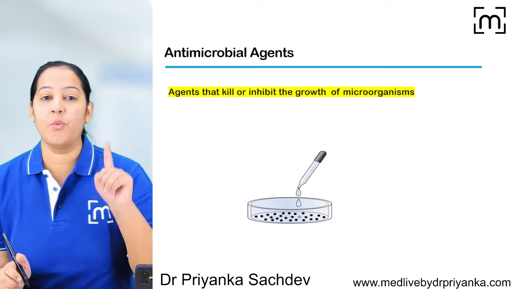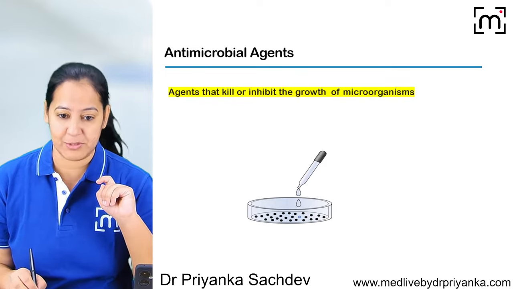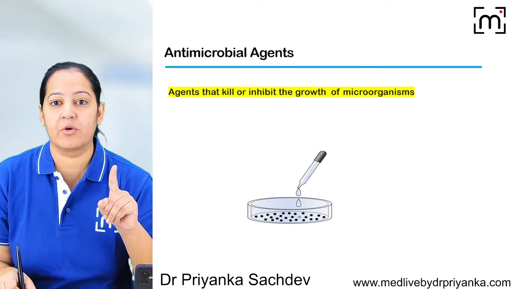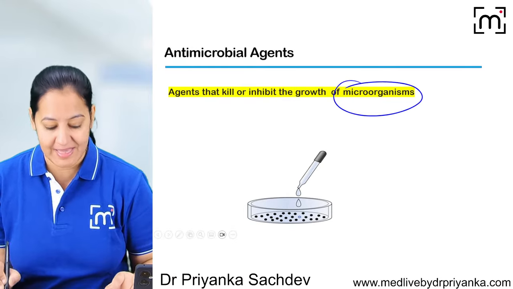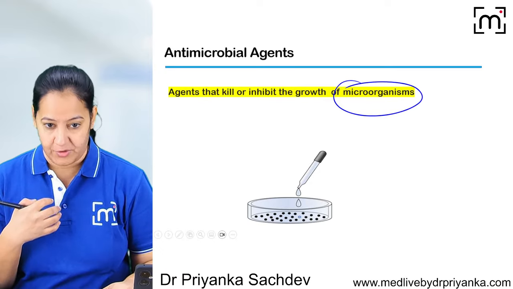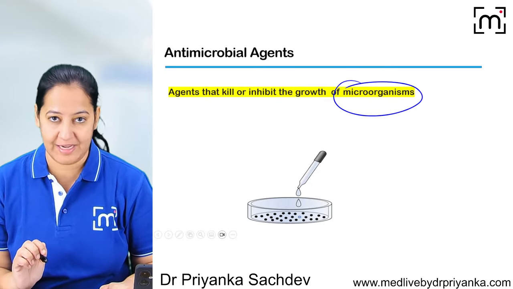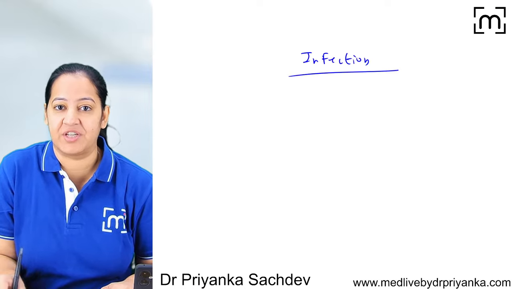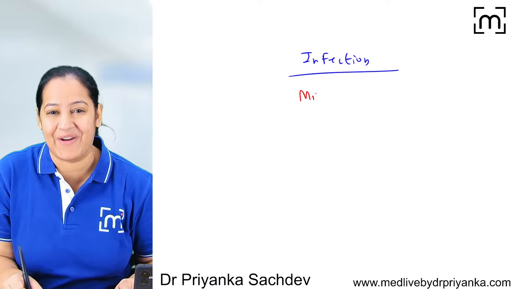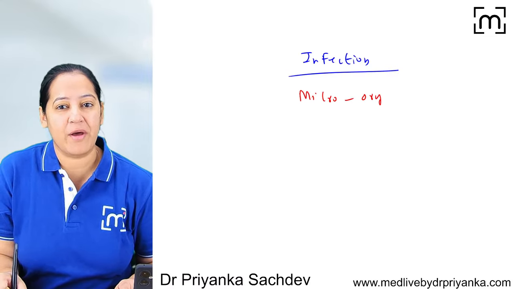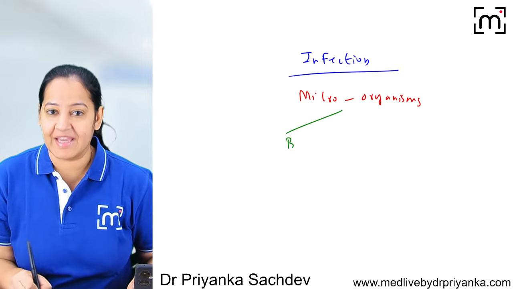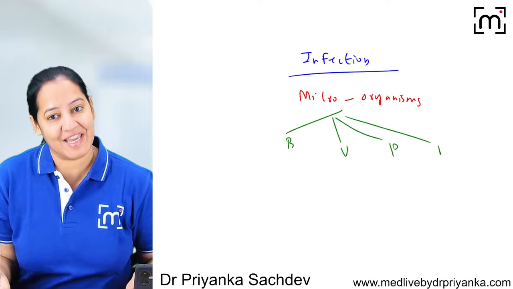So I told you what antimicrobial drugs are. Last time also I told you. All those drugs that kill or inhibit the growth of microorganisms are known as antimicrobial drugs. Now we all are doctors. There are patients we are going to deal with. There is a patient in my clinic, and the patient is having an infection. The infection is caused by microorganisms. Now, how many types of microorganisms are there? Microorganisms are of four types. They can be bacteria, viruses, parasites, or fungus.